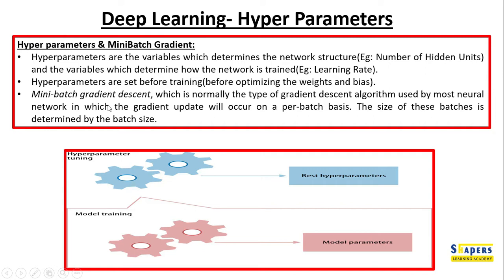The third element is mini-batch gradient descent. As you may know, the objective of any gradient descent is to optimize the neural network in order to have the proper and perfect predictions. So mini-batch gradient descent is normally the type of gradient descent algorithm used by most neural networks, in which a gradient update will occur per batch basis. More about batches and normalizations in the further slides.